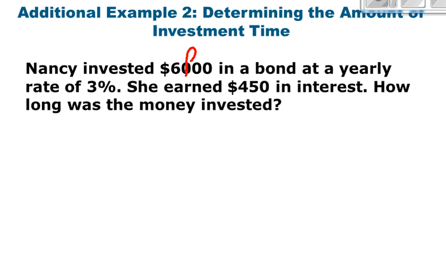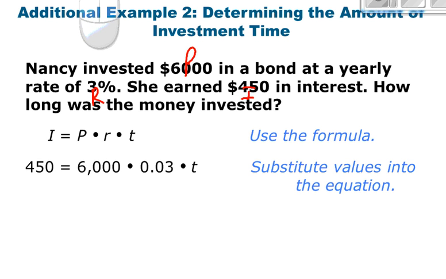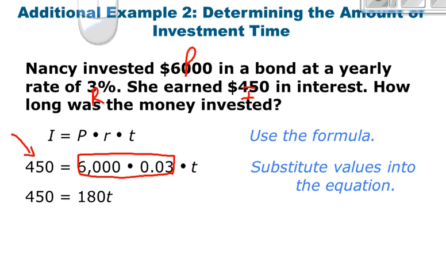We're still given the principal, and we're given the rate, but this time we have the interest and we don't have the time. So we fill in all the pieces of information that we know, and then combine the pieces that work. We're going to multiply this part right here. Notice we've filled in the interest this time around. And so I get 450 equals 180.